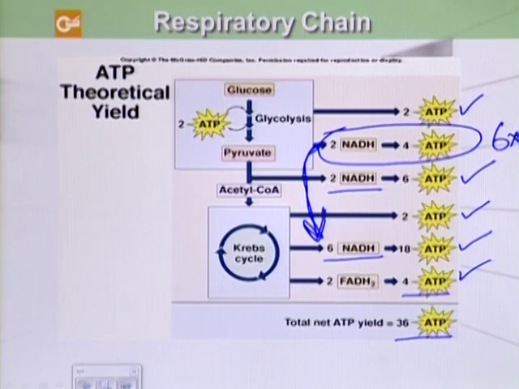So this is all about the process of the respiratory chain in specific and cellular respiration in general.